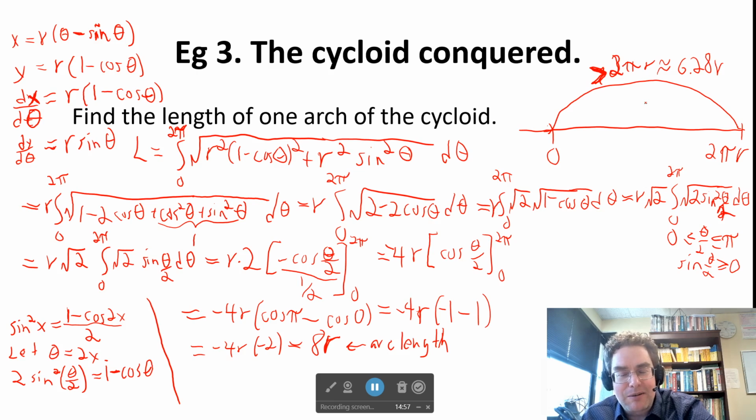Another interesting way to think about this is, remember, we created the cycloid by rolling this circle. The circle had radius r, and so the length of the cycloid turns out to be exactly 8 times the radius of the circle that was rolled. Pretty cool. Hope you like that grand finale. That's our last example on computing arc length for the moment.